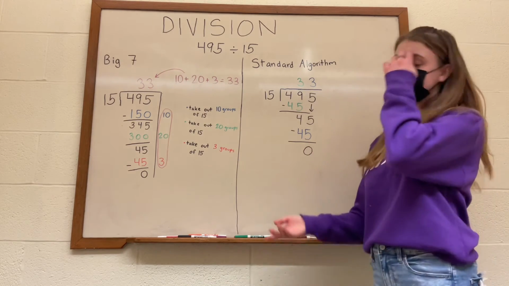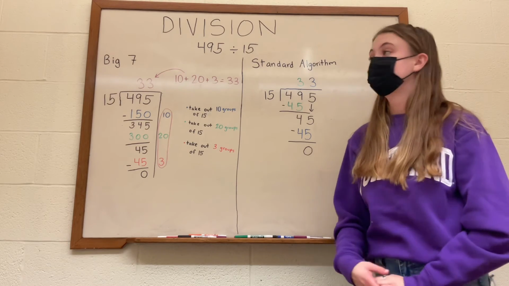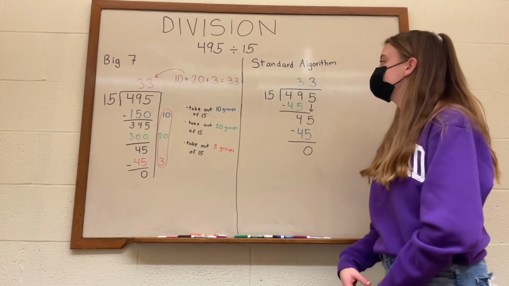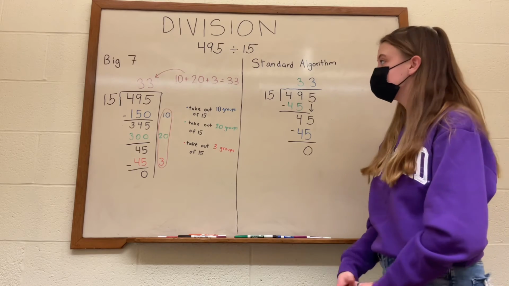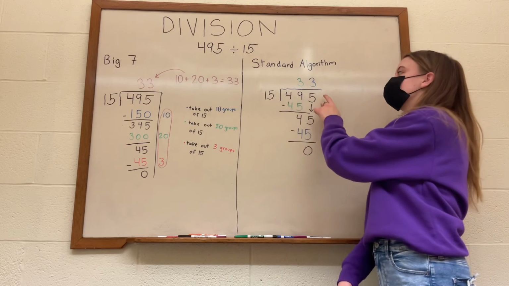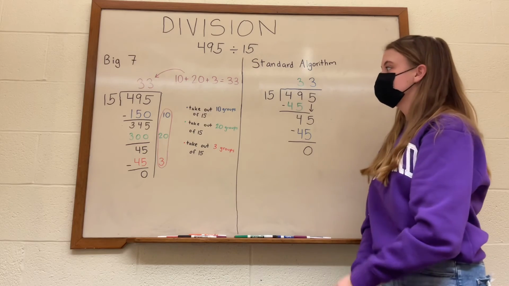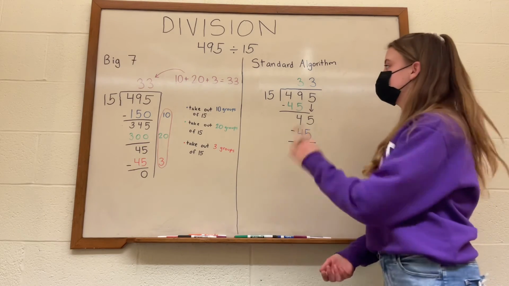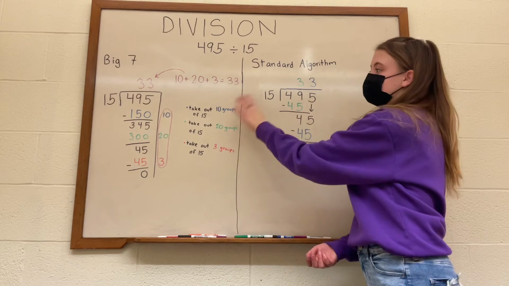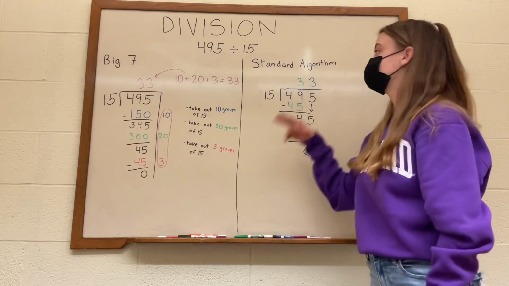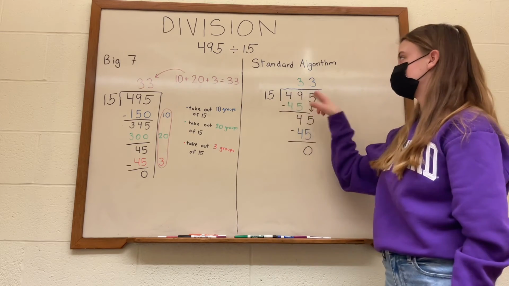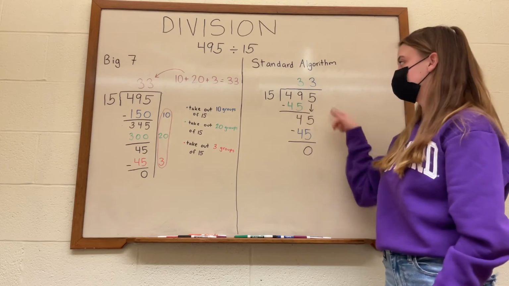And these methods both work for large division problems because you are just seeing how many groups of 15 can go into 495, and they work the same, just slightly different. Because with this one you can just take out as many groups as you want until you get to 0, but with this one you're going in a certain pattern based upon the number.